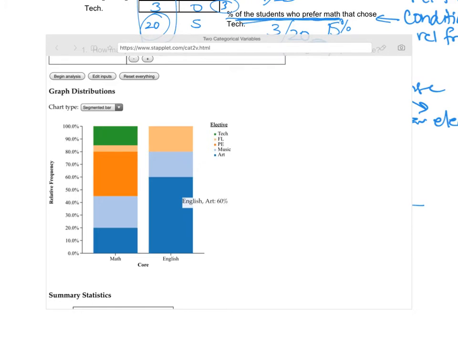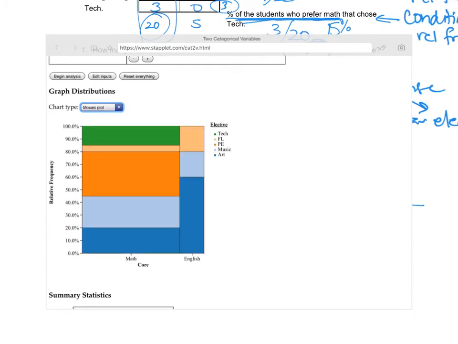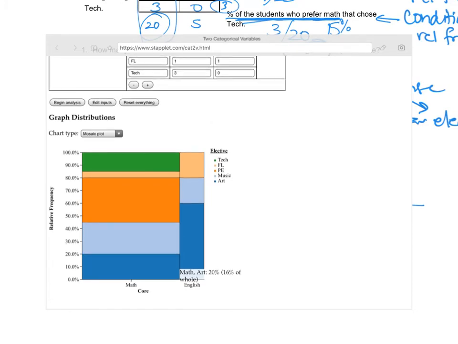Now, there's one more type of chart that we didn't talk about, which is Mosaic. A mosaic plot is going to show you how many more people chose math than English, and we're going to do an activity on this in the next slide. All right, so that's that.